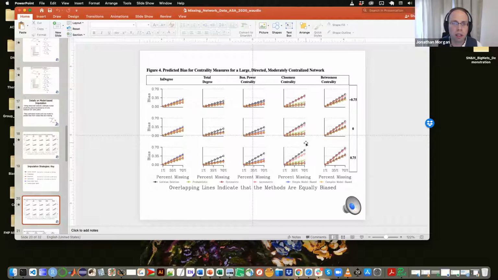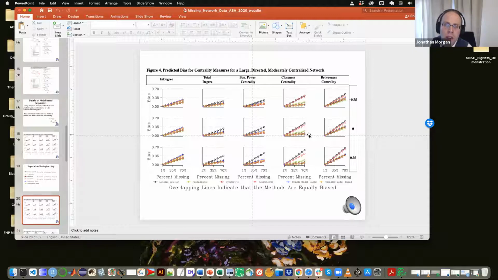Now, with that said, there's one other high-level thing I want you to take away from this, which is that in many cases, if you do something, you get relatively low bias. And while in many cases the model-based approaches are doing good stuff in that they are the lowest line, they're also often very close to a less onerous approach. Like probabilistic often works well, and they're not always the golden solution.